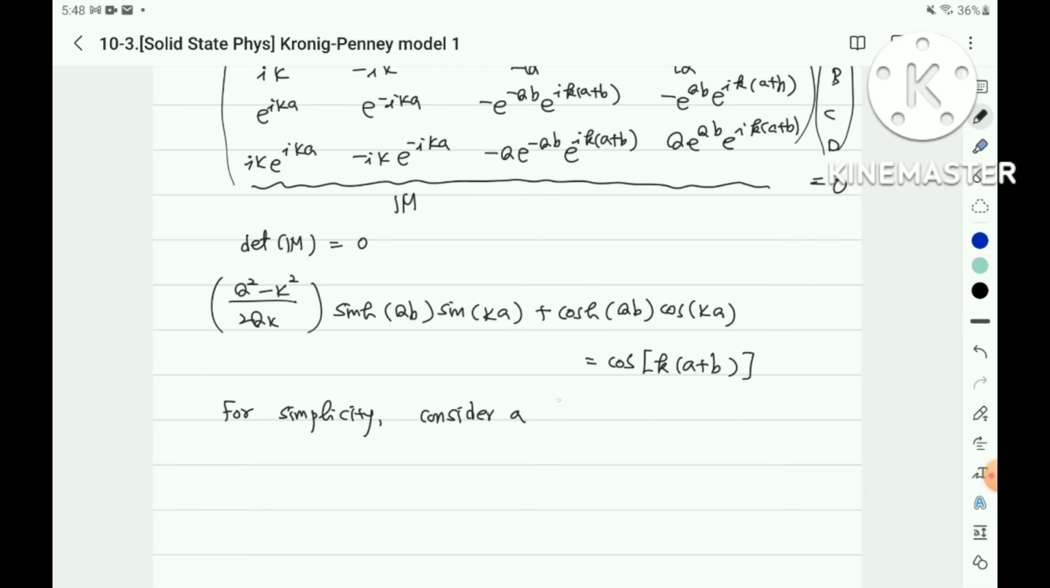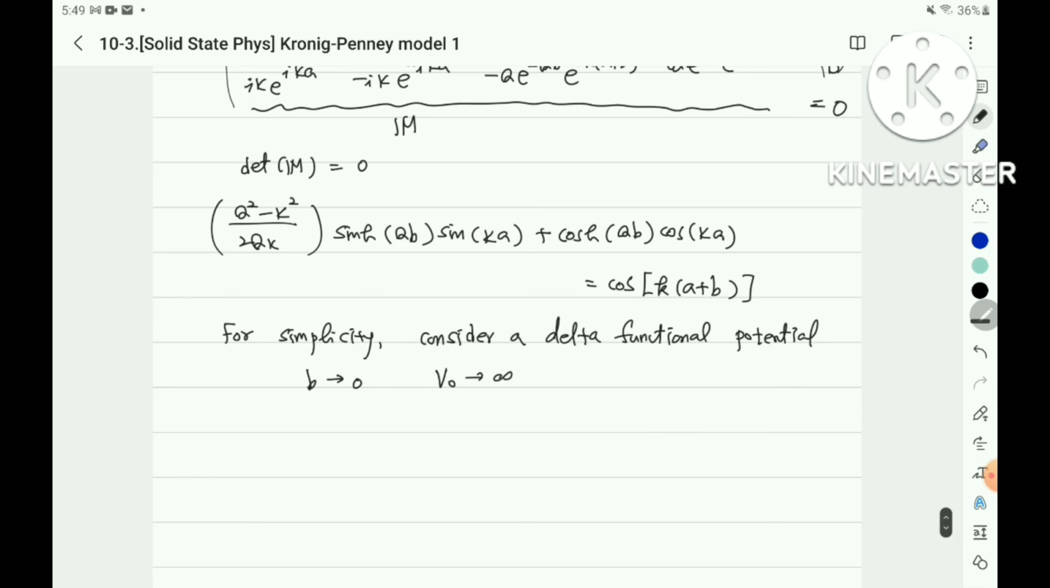Consider the delta functional potential. The delta functional potential is where the potential width becomes 0 and the potential height becomes infinite.